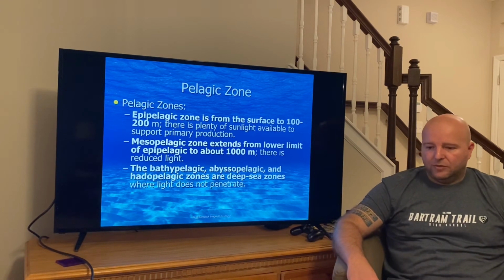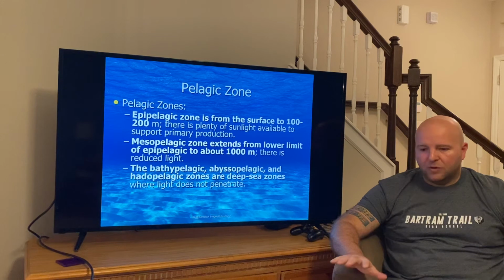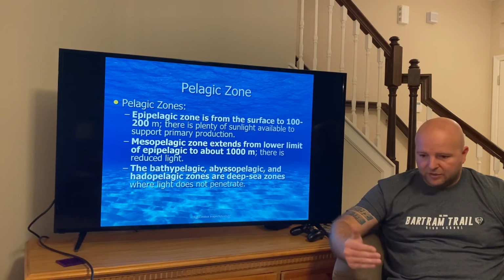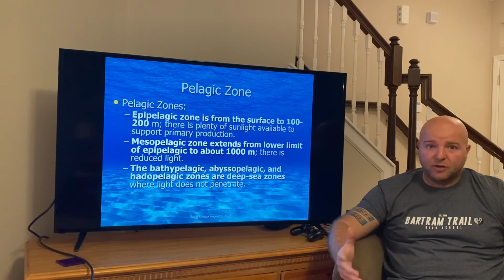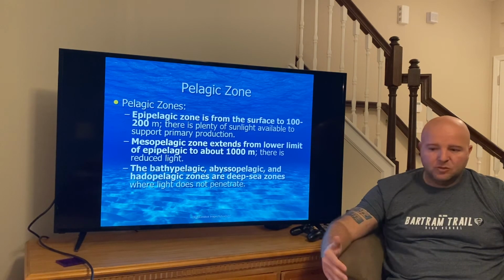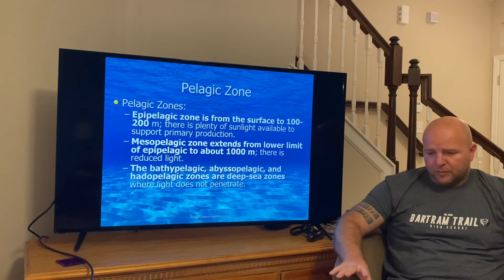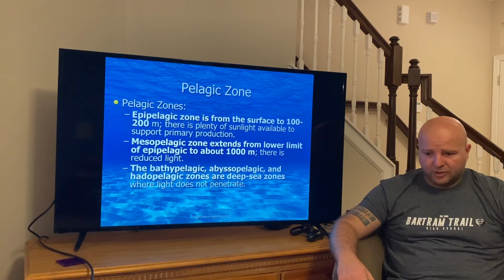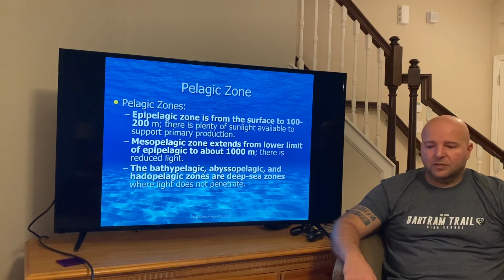All right, for our pelagic zone, you've got the epipelagic, which is from the surface to about 100 to 200 meters. So this is going to be that surface layer of that water column. Plenty of sunlight available, lots of primary production, lots of producers, lots of phytoplankton, lots of plankton that are performing photosynthesis. Then you've got your mesopelagic zone, from the lower limit of where the epipelagic ends to about 1,000 meters. So there's reduced light here, very, very little light. There is some light, but very little. And then you get down into these others, the bathypelagic, abyssopelagic, and hadopelagic. These are deep sea zones where light does not penetrate.